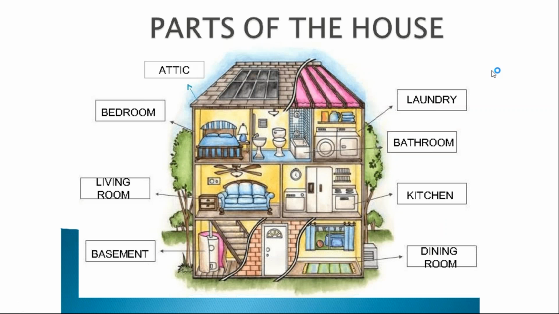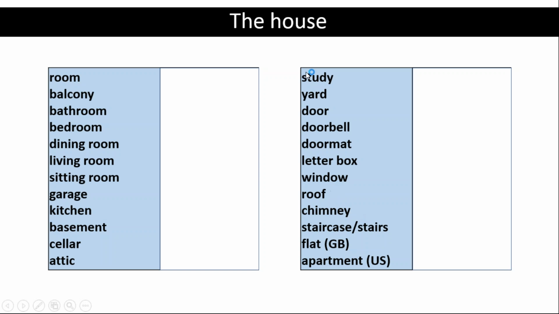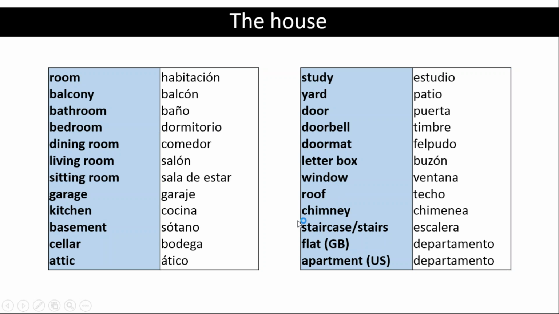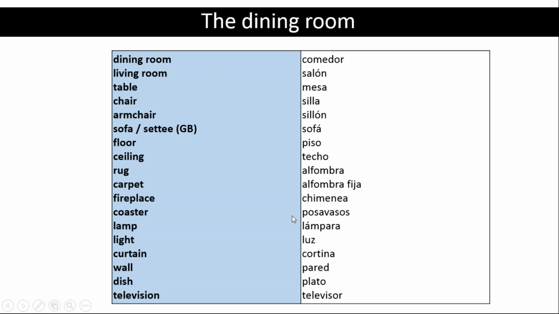And here we have the parts of the house, like the attic here. In Peru, for example, we don't have attics, but in other countries you have attics. The bedroom, the living room, the basement, en los casos que tengan un sótano. The kitchen, the dining room, or the bathroom, que es el baño, or the laundry, que es la lavandería. So we have different parts of the house. And for example, here we have the room, the balcony, the bathroom. This is basically vocabulary so you can review, right? Este es básicamente vocabulario sobre la casa para que ustedes puedan revisarlo.